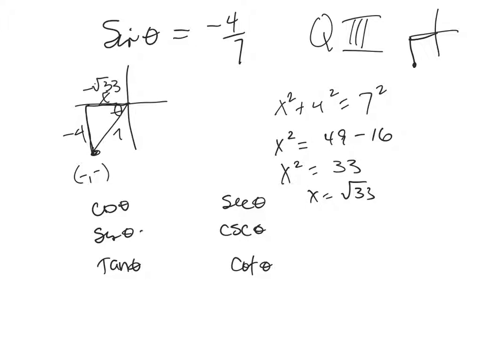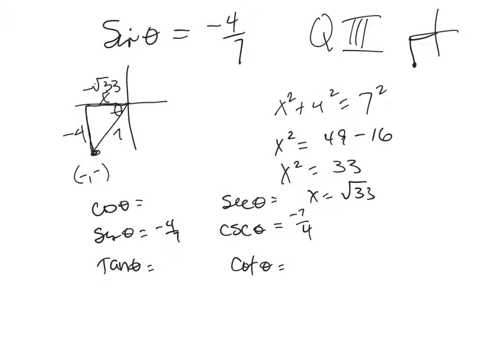And we know that the sine of theta is negative 4/7. Can you tell me the cosecant of theta? How do we find the cosecant of theta? Just flip that. Yep, negative 7/4. So those are easy, right? So now we've got to find the other 4.